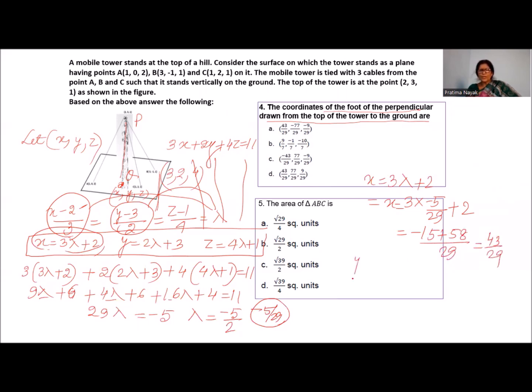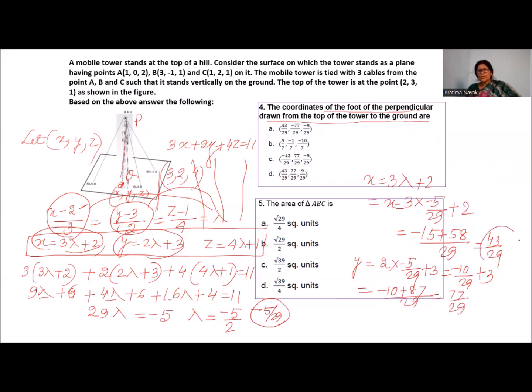Then I'll go for y. Y is equal to how much? 2 lambda plus 3. So 2 into minus 5 by 29 plus 3. So this will be minus 10 by 29 plus 3. It will be minus 10 plus 87 by 29. It will be 77 by 29.